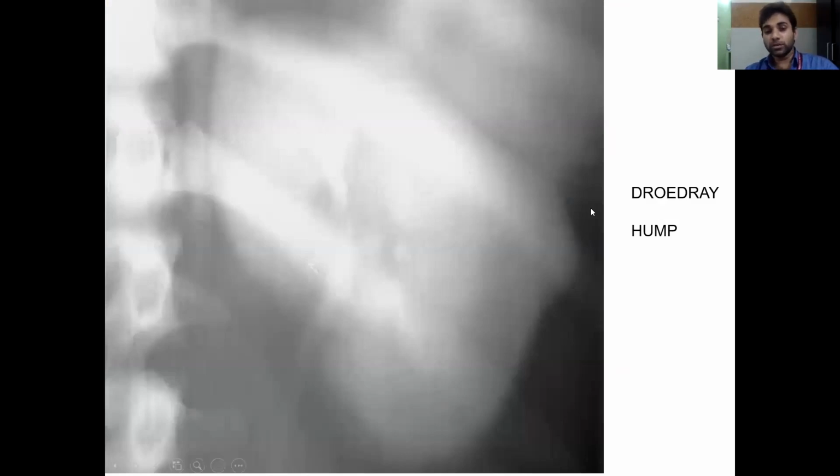So you can see here the dromedary hump. Spleen X-ray film shows dromedary hump in the left kidney. They are important because they may mimic a renal mass, and as such, they are considered renal pseudotumors.